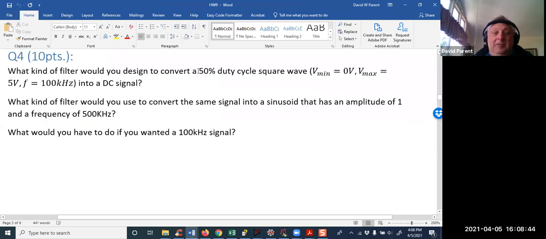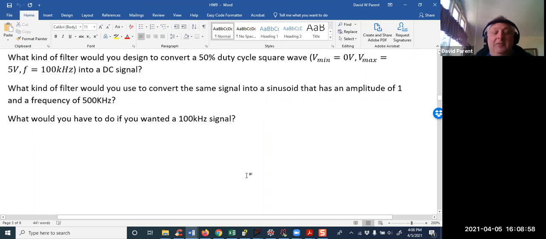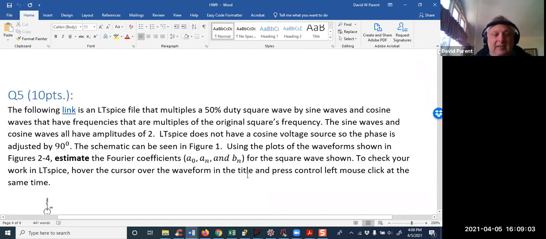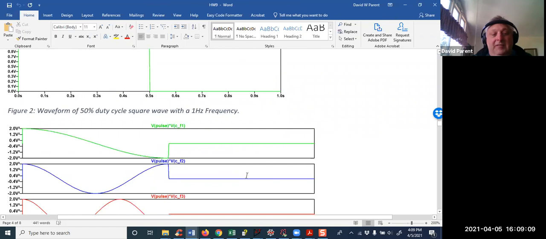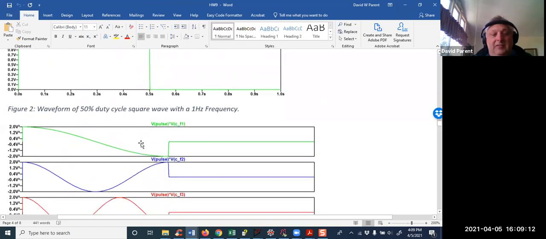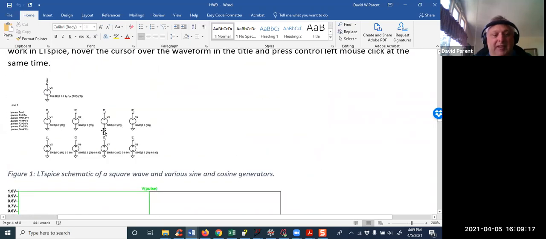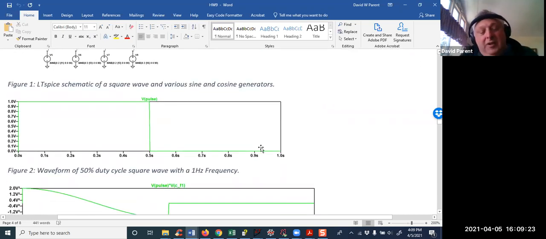So we have 50% duty cycles. I want to convert this to a DC. I want to convert the signal to an amplitude that has 500 kilohertz. What if I wanted a 100 kilohertz signal, right? So we've kind of done that. Here, right? What I've done is I've multiplied things by sines and cosines, right? So this is V pulse, right?